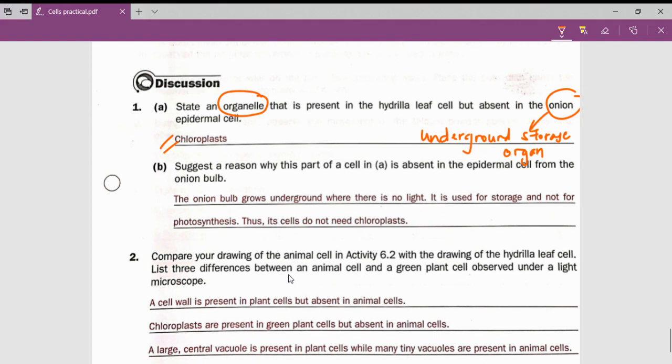Part B: suggest the reason why this part of the cell in A is absent. It grows underground and does not require light, so it is not going to photosynthesize or make food. That is why these cells do not require it. No light is required. It is more for storage and you do not photosynthesize, so you do not need chloroplast.